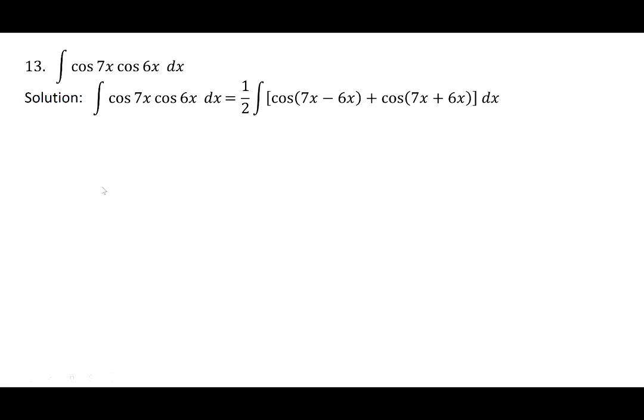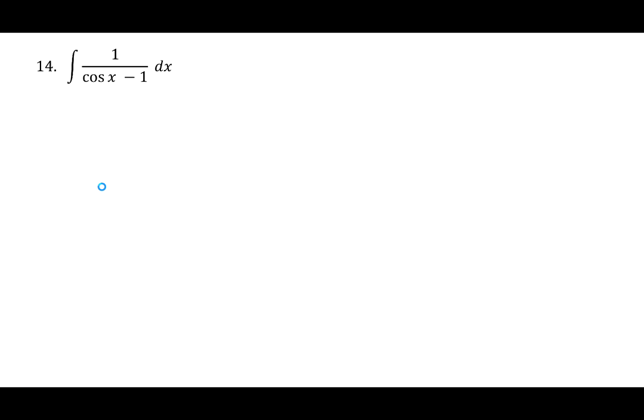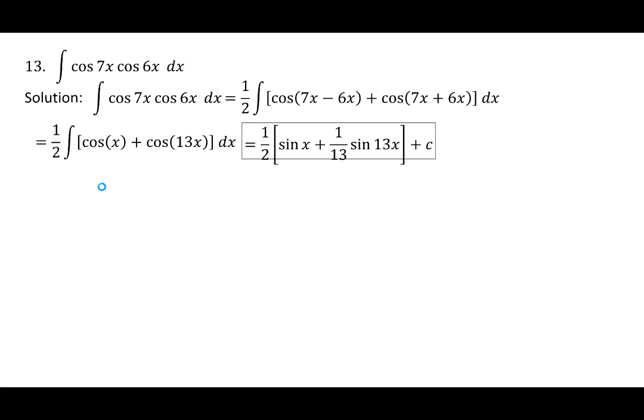I apologize if I'm insulting your intelligence picking up a problem like this. Cosine a cosine b is 1/2 the quantity cosine of a minus b plus cosine of a plus b. So apply that, and you integrate, you're done. Cool.